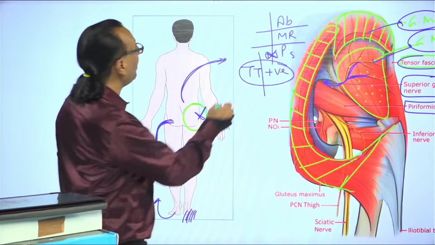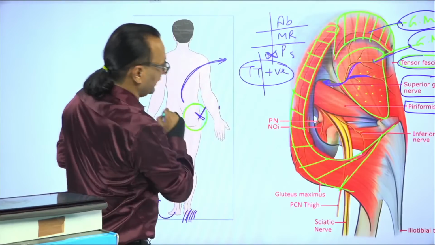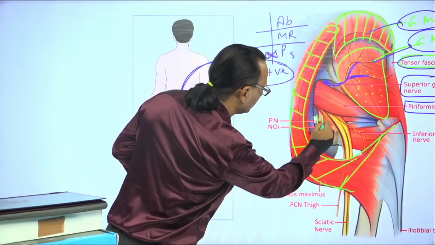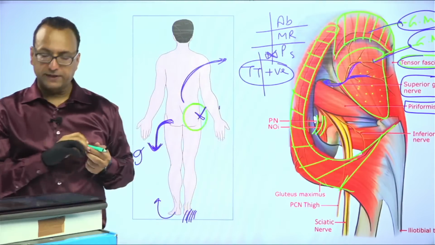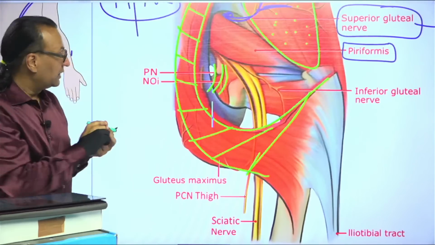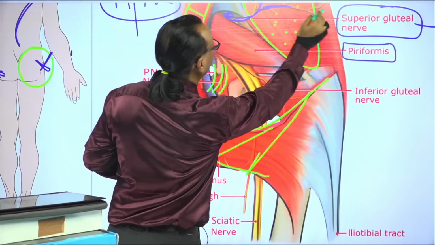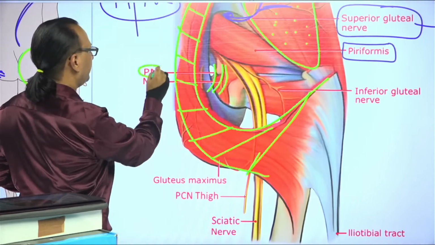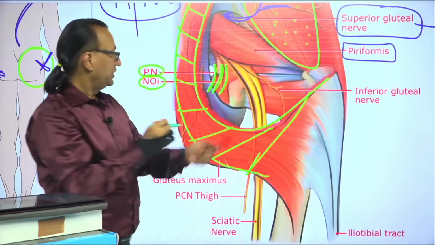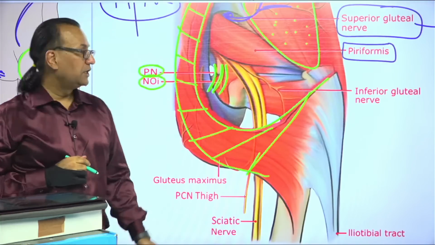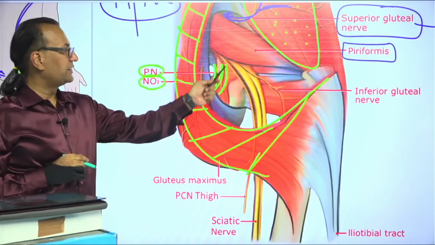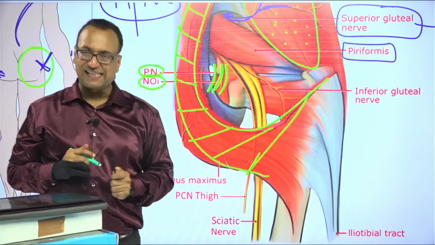But can you see one thing here? Can you see that the pin structures are passing here? Let me zoom into this area. These are the pin structures: the pudendal nerve, the nerve to obturator internus, and along with that the internal pudendal artery and vein, passing through the greater sciatic notch going towards the lesser sciatic notch.